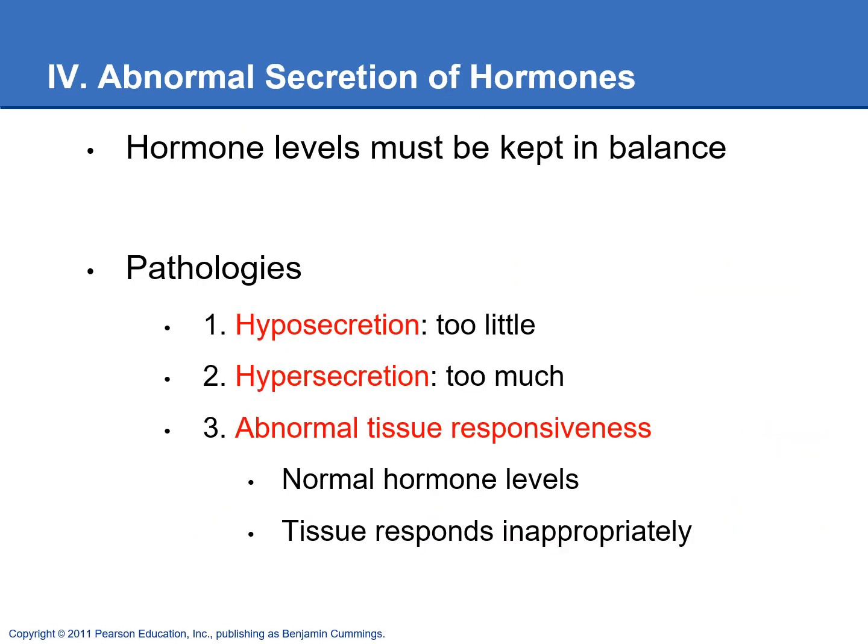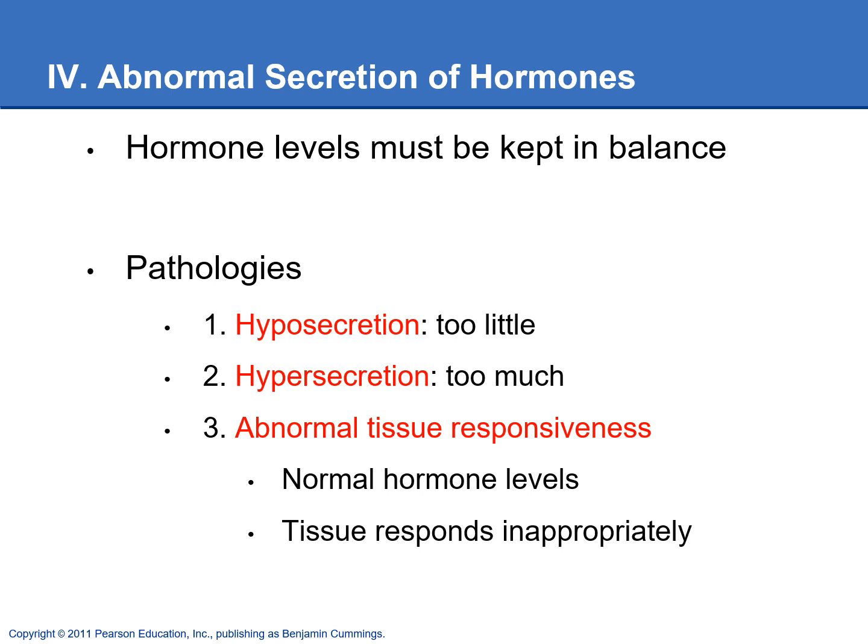Abnormal secretion of hormones. We need to make sure that our hormone levels are kept in the normal range. And we've talked about some problems with hormone secretion. So if we have hyposecretion, so too little hormone being secreted. So remember we talked about hypothyroidism, Addison's disease, which is hypoadrenocorticism, type 1 diabetes mellitus, some forms of dwarfism, and diabetes insipidus. Those are all examples of hyposecretion.